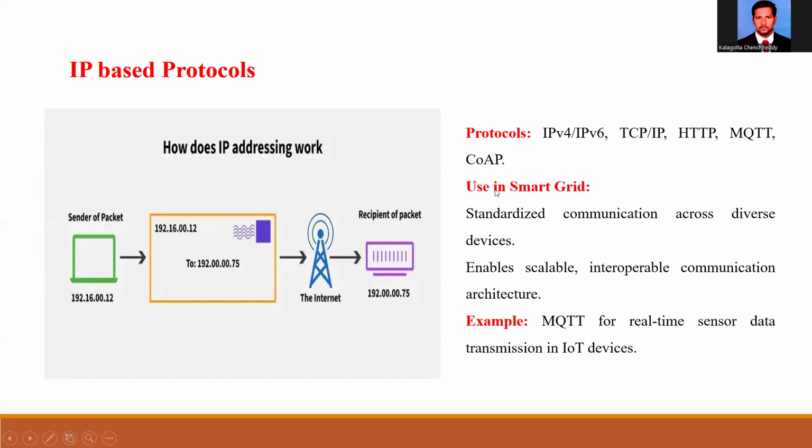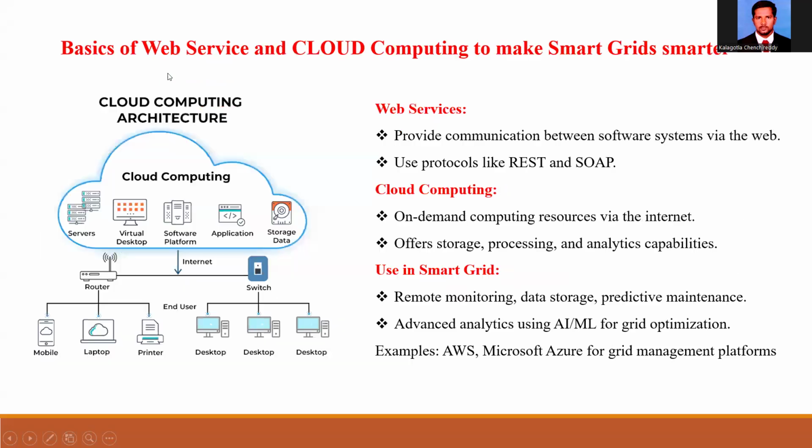IP-based protocols used in smart grids provide standardized communication across diverse devices, and enable a scalable, interoperable communication architecture. An example technology is MQTT for real-time sensor data transmission in IoT devices. Okay, this is the diagram of IP-based protocols.